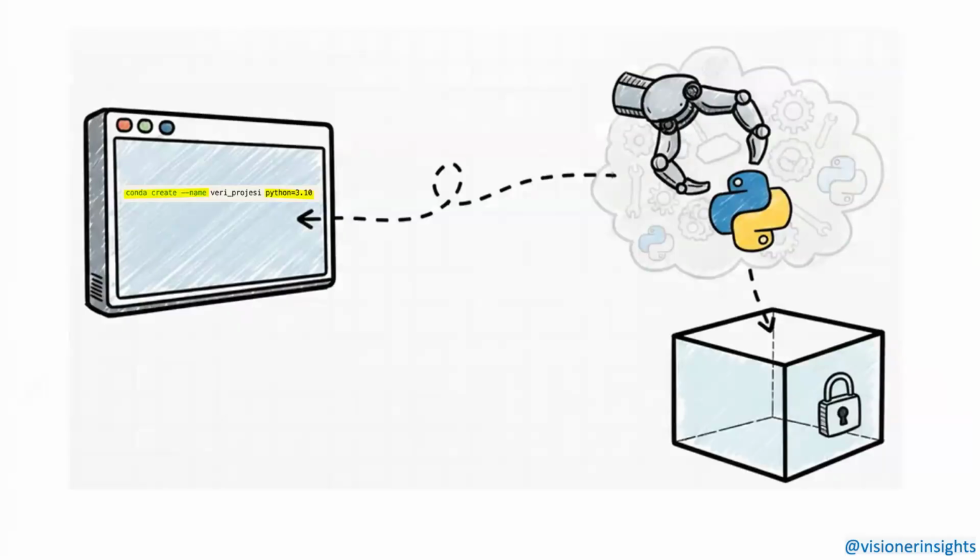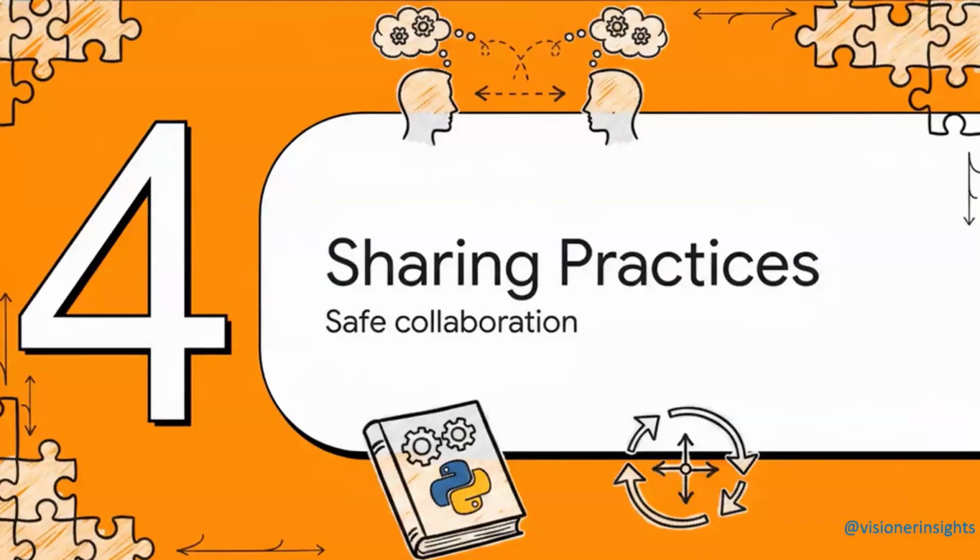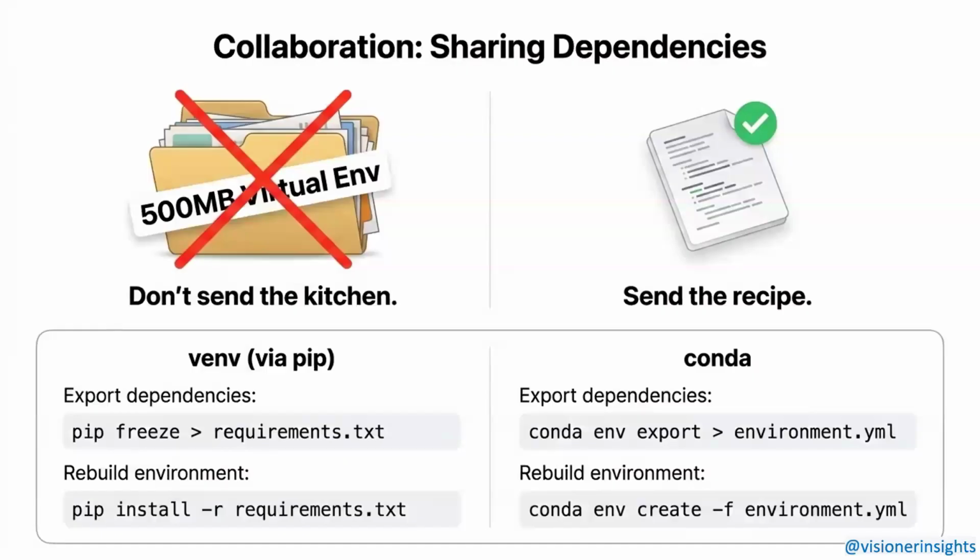for you. Section 4, Sharing and Best Practices. Let's talk about safe collaboration. When it's finally time to share your code with someone else, you need a way to tell them exactly what libraries your project needs. You do this by exporting a really lightweight list of dependencies. If you're using venv and pip, you just run pip freeze to generate a requirements.txt file. Or if you're over in Conda land, you export your setup to an environment.yaml file.